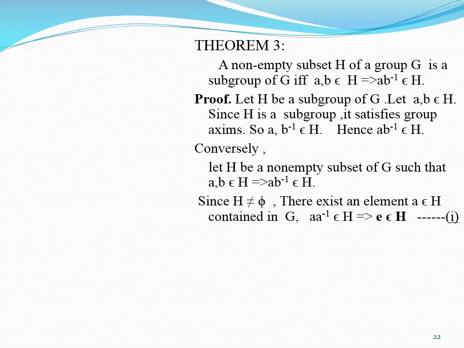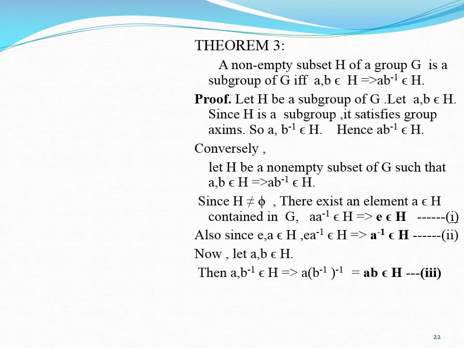It satisfies the group axioms. Since H is not empty, there exists an element a in H contained in G. a a inverse belongs to H, which implies e belongs to H. Also since e, a belong to H, e a inverse belongs to H, which implies a inverse belongs to H. Now a, b belong to H, then a b inverse belongs to H implies a times b inverse whole inverse, what is it? ab. ab belongs to H. So from 1, 2, 3, e belongs to H, a inverse belongs to H, ab belongs to H. So by the previous theorem, existence of identity, inverse and closure are true. So H is a subgroup of G.